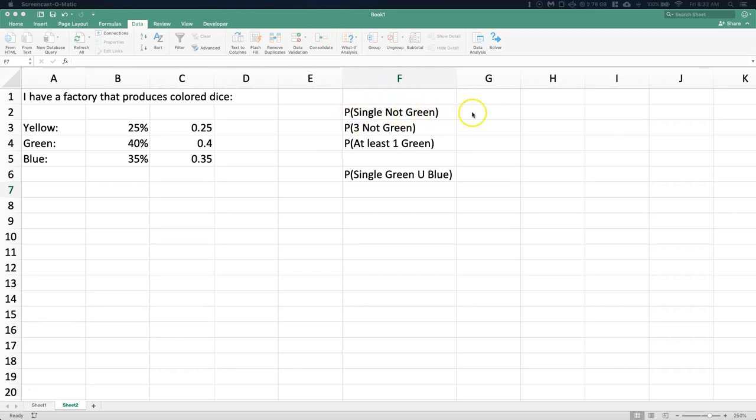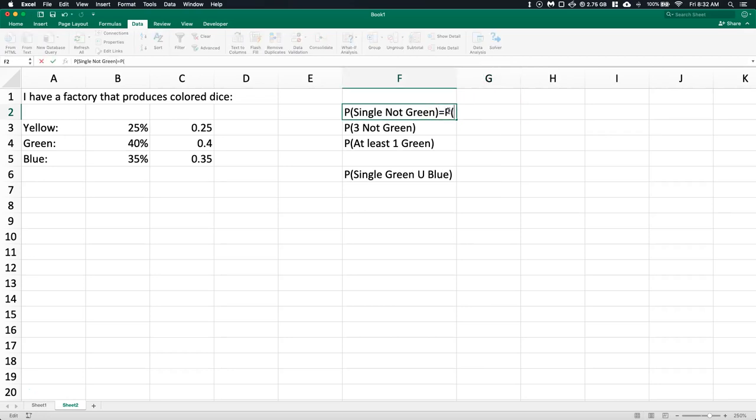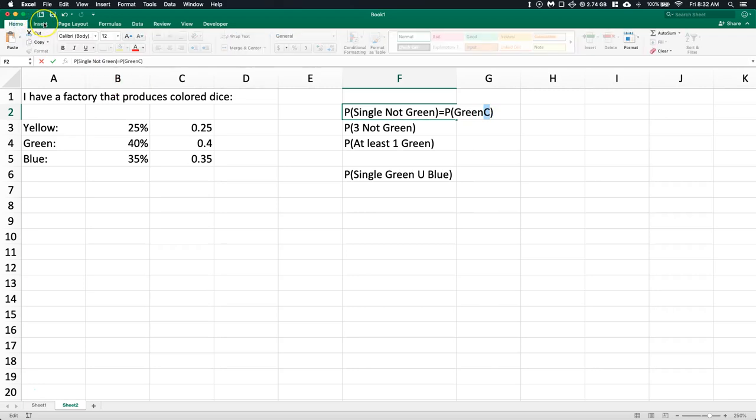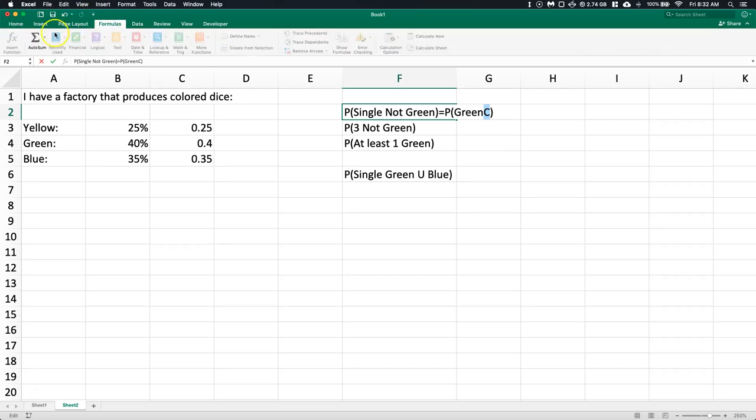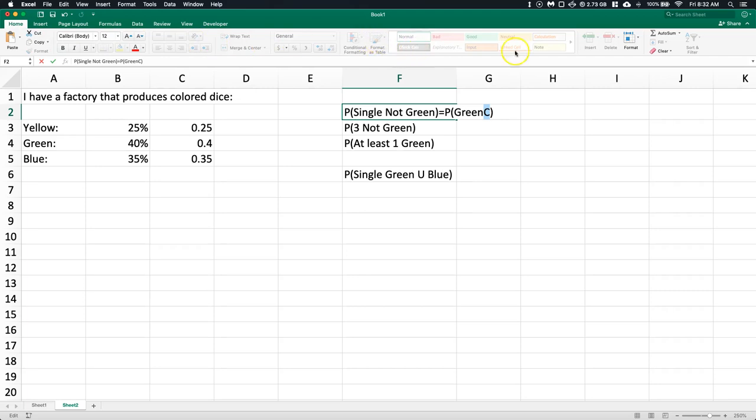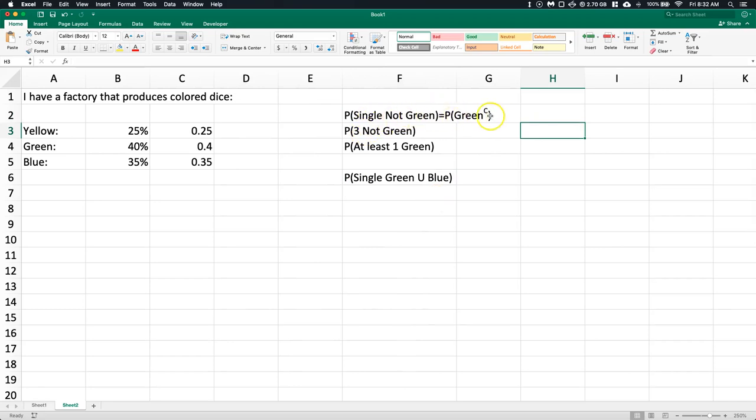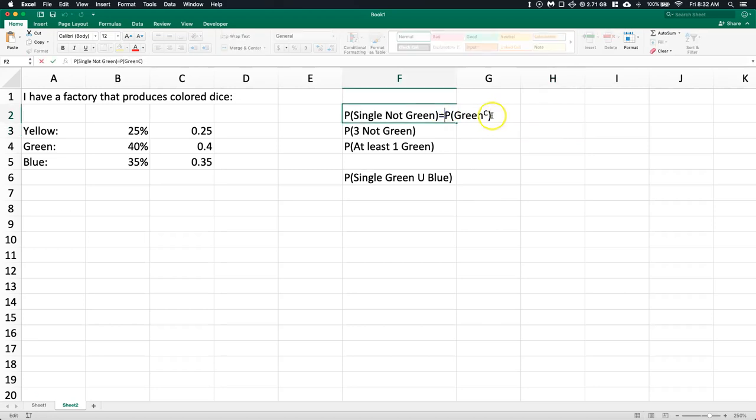What's the probability of a single not being green? Well, we can rewrite that as the probability of green complement. If I put that little C up high, I can make that a superscript so that you can see that it's a green complement. So a single not green is the same thing as the probability of a single green complement, and that is equal to 1 minus the probability of green. We could also do it as the probability of green and blue together, but we'll see that in just a second.